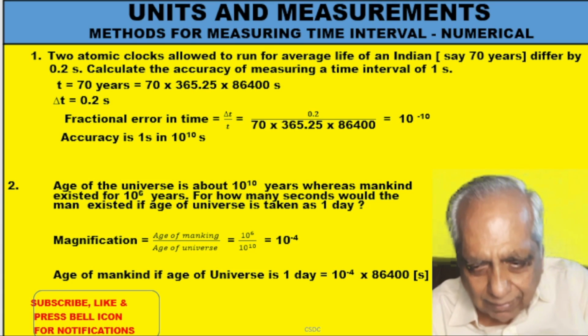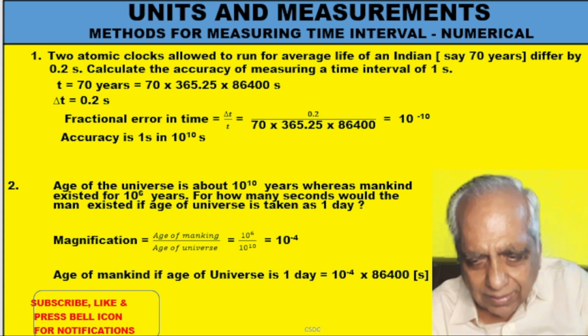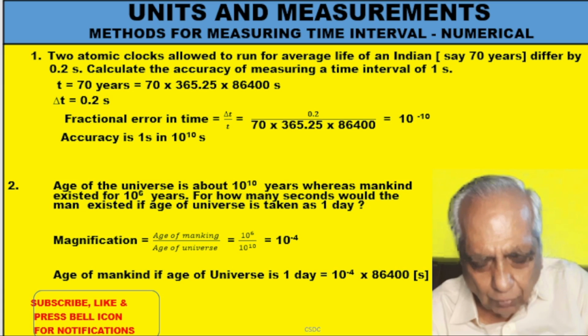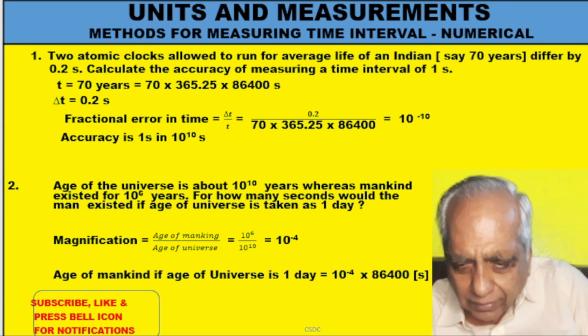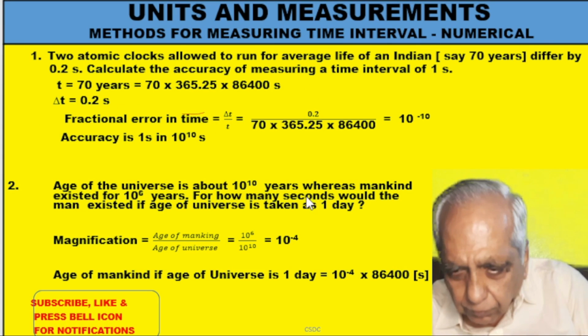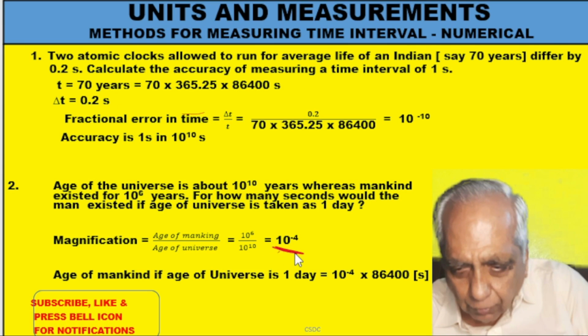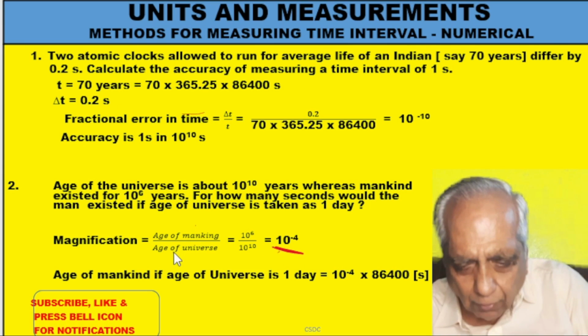The age of the universe is given as 10 raised to 10 years. But he says mankind has existed for 10 raised to 6 years. In case the universe has formed in 1 day, in how many seconds has man existed? So we have to calculate the magnification. The age of mankind upon the age of the universe would be 10 raised to 6 upon 10 raised to 10, which gives me 10 raised to minus 4.